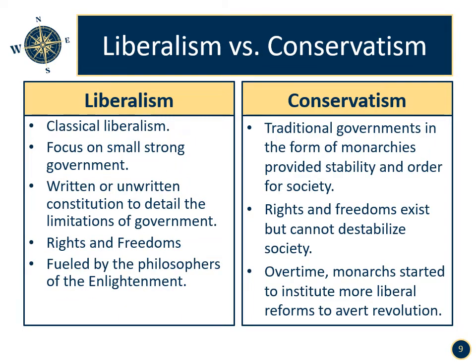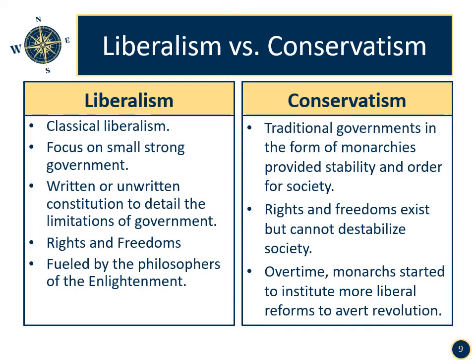Liberalism versus conservatism. Let's start with liberalism. Liberalism of this era was actually known as classical liberalism and is very different from the liberalism of today. It focused on small, strong government, believing that too much government would result in abuses of power. Written or unwritten constitutions detailed the limitations of government. It focused also on rights and freedoms and was fueled by the philosophers of the Enlightenment.